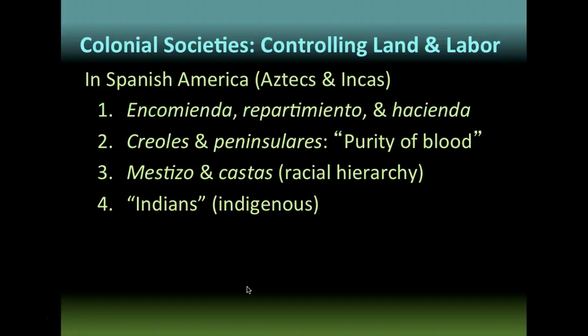In Spanish America, this includes the Aztec territory in Mesoamerica, Middle America, which is now Mexico, and the Incan territory, which is in modern-day Peru-ish region around the Andes Mountains in South America. They establish a few means of controlling the people in the land: an encomienda, a repartimiento, and a hacienda.